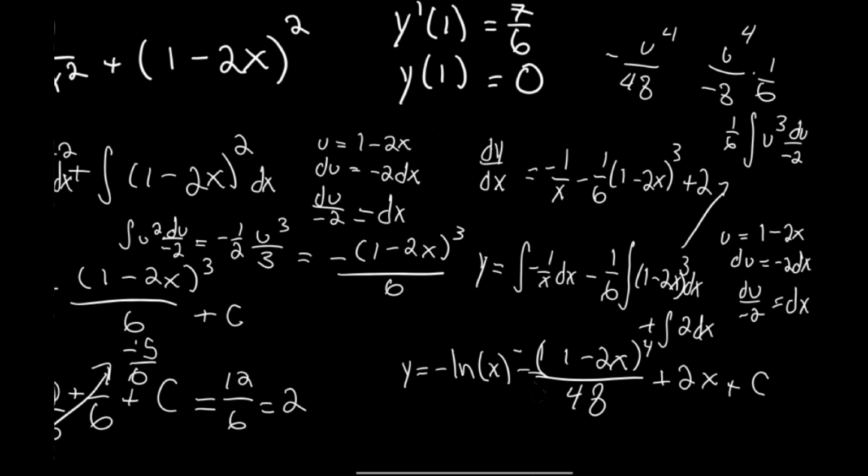which our initial condition, we're told that y of 1 is equal to 0. So we just plug in 0 is equal to negative natural log of 1. And we know that the natural log of 1 will just be 0, so this just goes to 0. And then negative the 1 minus 2, which would be negative 1, or it would be negative 1 to the fourth power, which would be positive 1. So then we're left with plus 1 over 48.